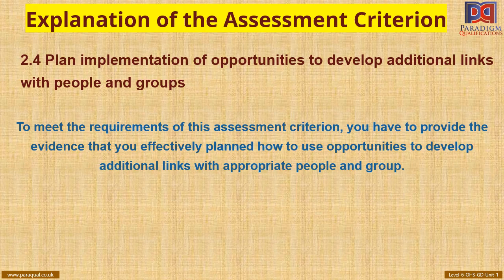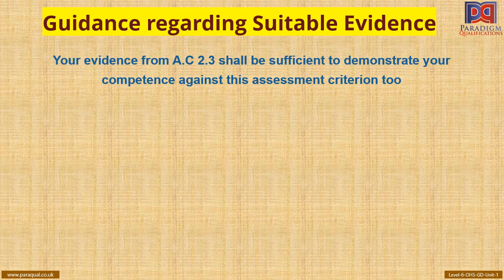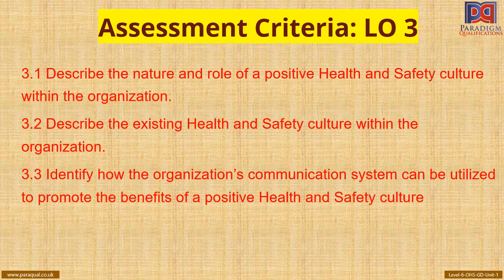2.4 is plan implementation of opportunities to develop additional links with people and groups. This assessment criterion is simply asking you to provide the evidence as follows. Do you plan any future events where you can develop links with safety professionals and groups? Your evidence from assessment criterion 2.3 shall be sufficient to demonstrate your competence against this criterion.